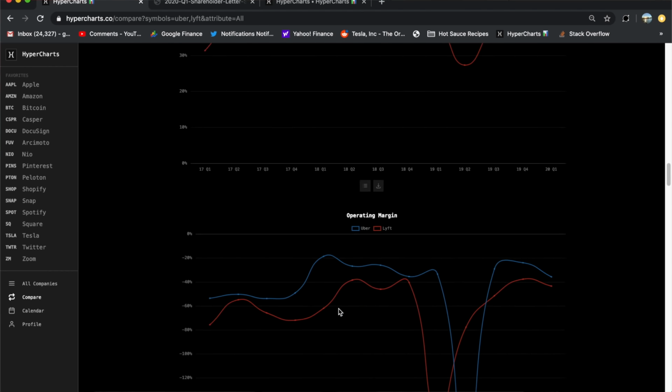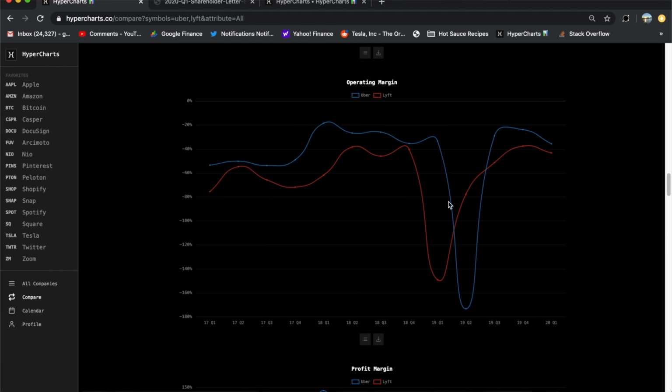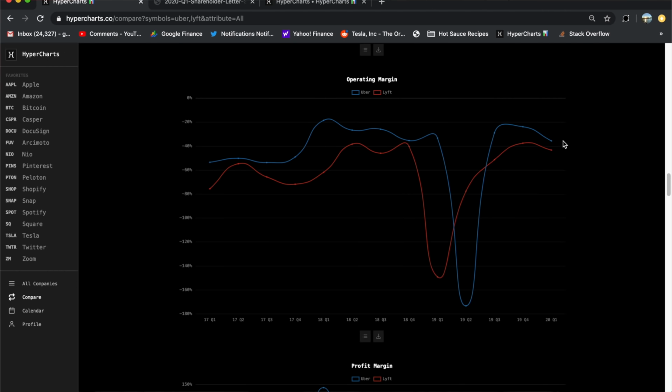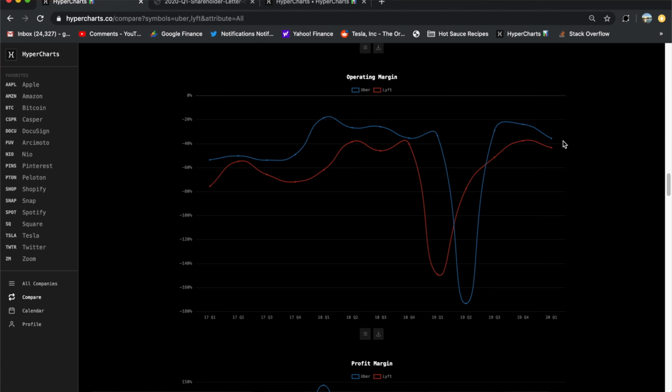Then we can see operating margin as well. This got messed up because the companies IPO'd, but you can see that consistently over time, although Uber's losses are bigger, their losses as a percentage of revenue have always been smaller than Lyft, and Lyft has actually been a less profitable company over time.